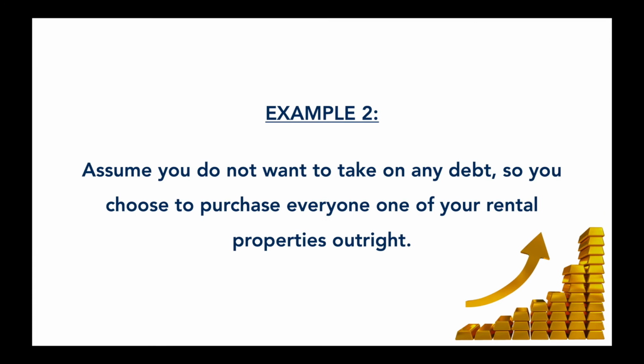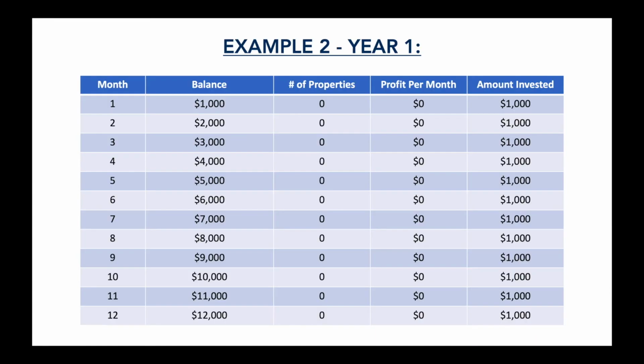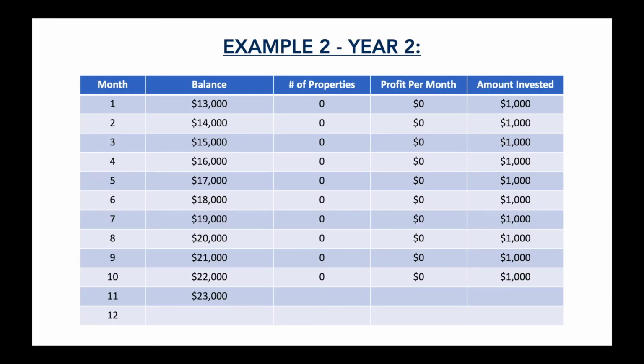Now, example 2, we're going to take the opposite approach. We're going to assume that we don't want to take on any debt, therefore we don't want to get any mortgages, and so we're going to purchase every single rental property outright. If we look at year 1, everything starts out the same. Year 2 is also similar, but you'll see we get to the $23,000 that we used to use as our benchmark for when to buy a mortgage, but since we're not purchasing a mortgage, we have to continue on.